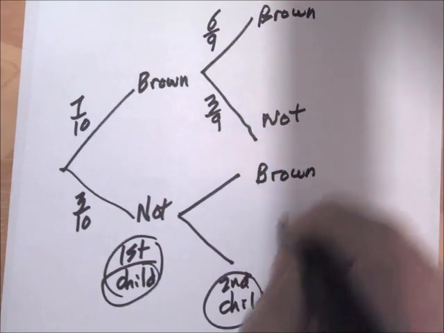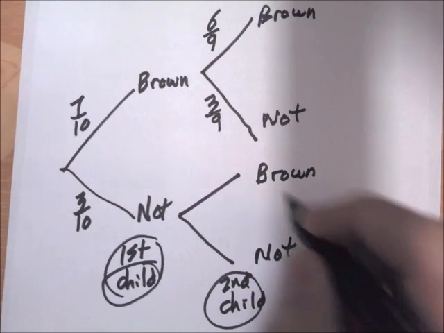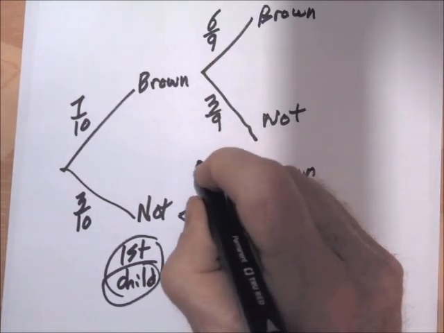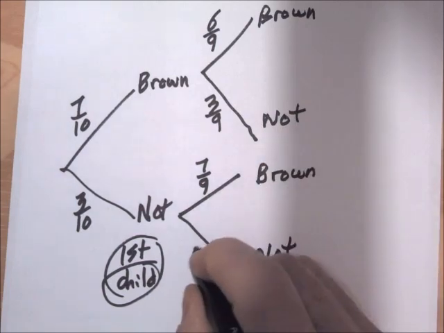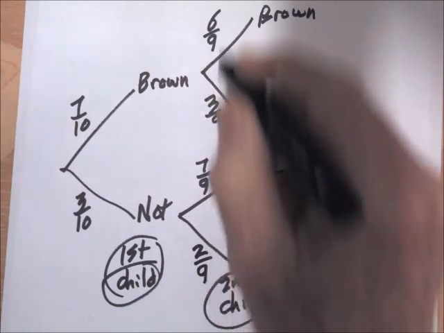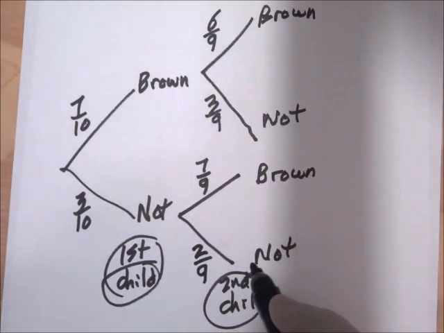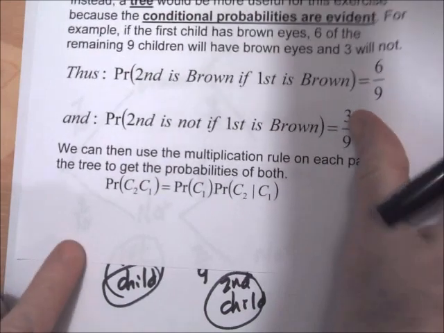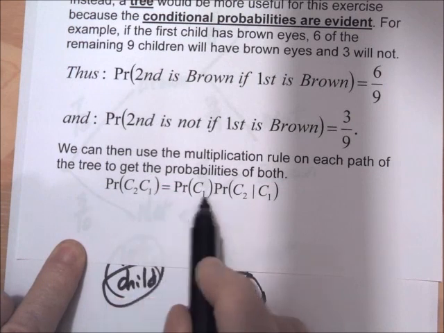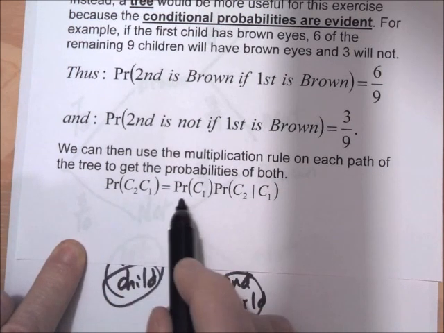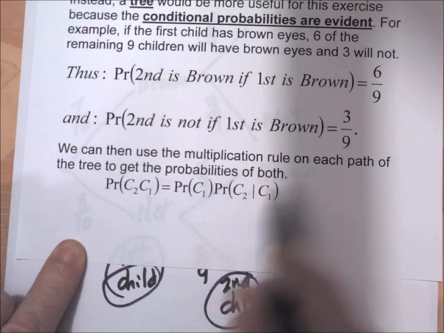If the first child did not have brown eyes, then 7 of the remaining 9 children will have brown eyes, and 2 will not. So this second layer here, these are conditional probabilities. And if you know the conditional probability, you can get the probability of both by multiplying. So this is one of the formulas for conditional probabilities: the probability of both C2 and C1 is the probability of C1 times the probability of C2 if C1. So we can get the probability of both by multiplying.